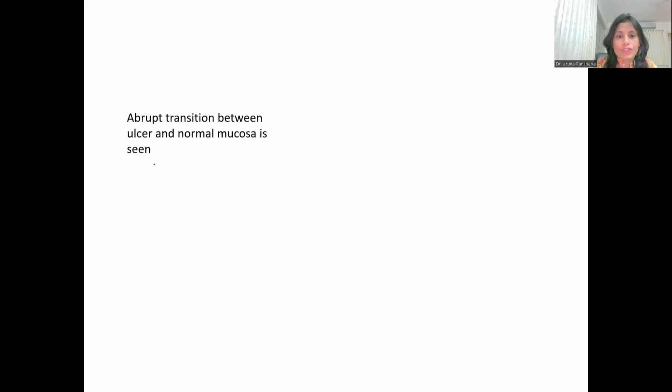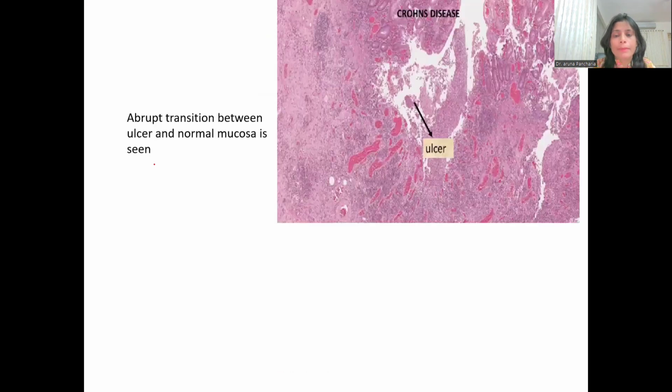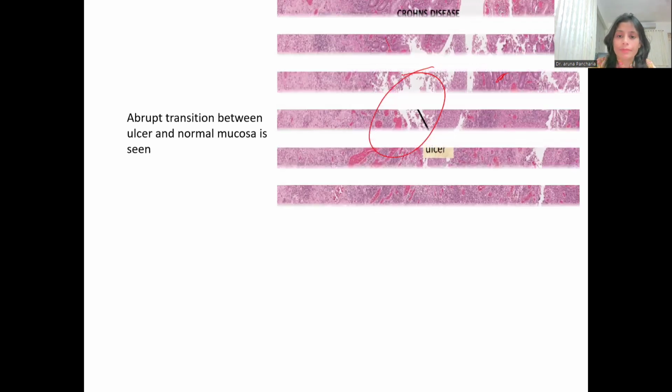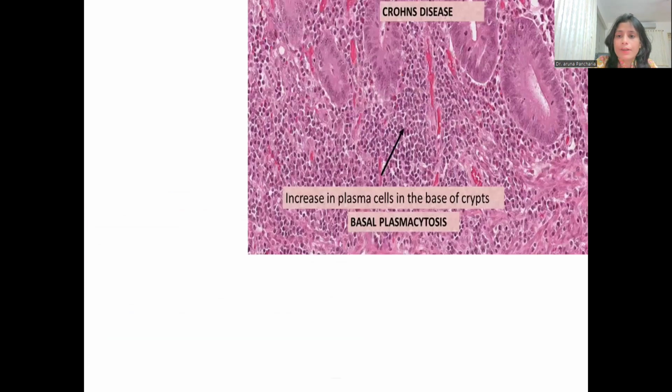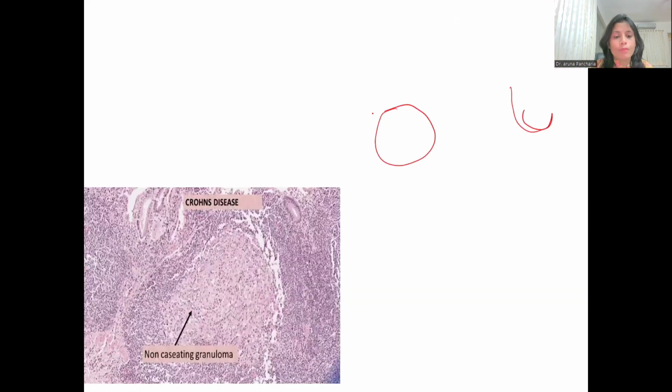Now, abrupt transitions. I told you that in Crohn's disease there is abrupt transition, meaning there will be surrounding normal epithelium and suddenly an ulcer appears, because there are skip lesions. Basal plasmacytosis means deposition of plasma cells in the basal region below the crypts. And granuloma is common in Crohn's disease.